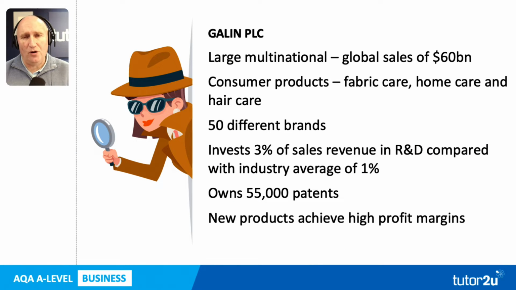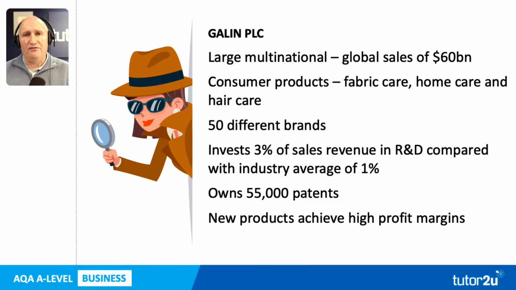As always, it's all about drawing information from the context given to you and then interweaving that into your response. That's the best way to show contextualized analysis. We're told that Galen PLC is a large multinational. It has significant global sales, $60 billion, and it's into fast-moving consumer goods such as consumer products, isn't it? Fabric care, home care, hair care. You can imagine the kind of things. And it has a portfolio of 50 different brands.